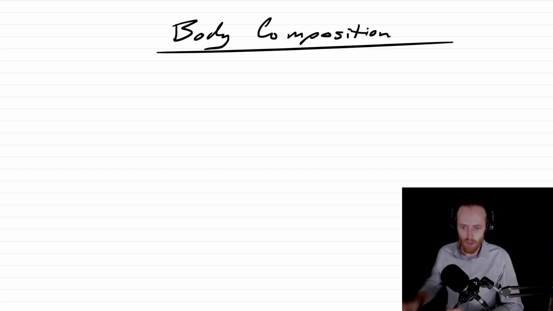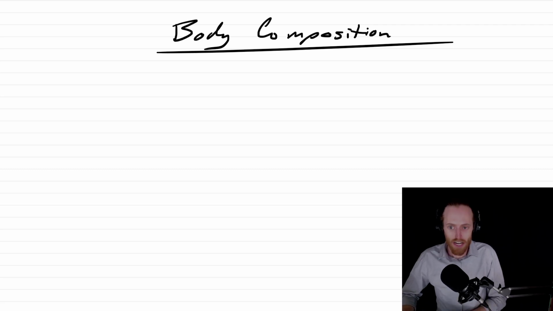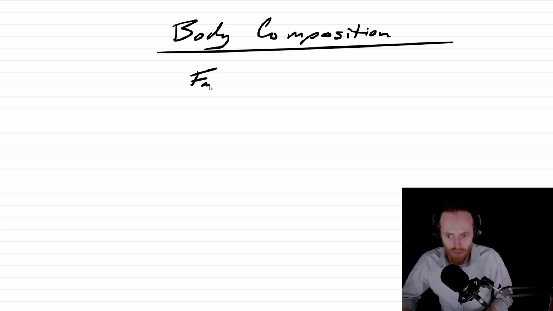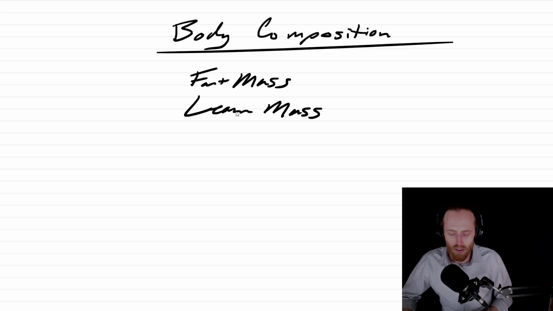All right, in this video, we are going to look at how we can change our body composition. So our body composition is our fat mass compared to our lean mass. And lean mass is going to be bone, muscle, organ, tissue, all that. And fat mass is going to be just fat mass. So usually this is given as a body fat percentage.